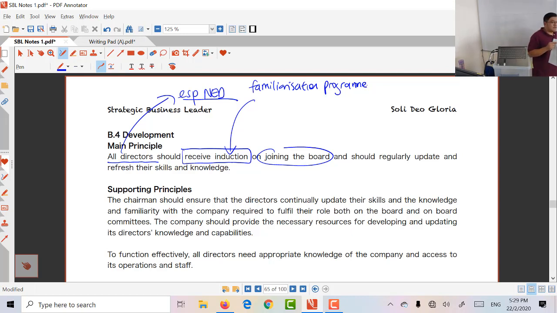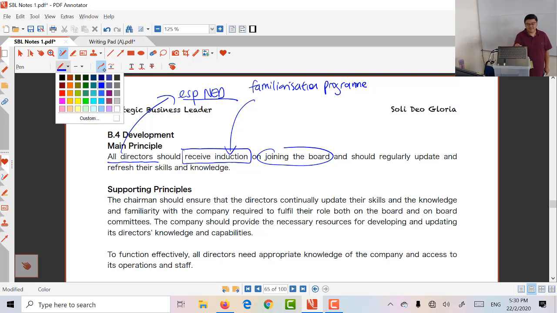Okay, so if you know that is what we're going to do, tell me, what will you do in the induction program? Now, you're going to design an induction program for a new director. What would you want to do for this new director? Send him to an orientation camp? What will you do for this new director?